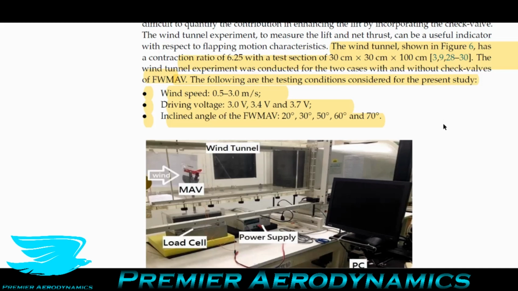And the following test conditions were investigated. So the wind speed between 0.5 meters per second and 3 meters per second, and then various driving voltages, which changed the flapping, and then inclined angle of the MAV from 20 degrees to 70 degrees. So the wings are flapping at different angles, and the actual fuselage part of the MAV, the body of the bird kind of thing, is angled from 20 degrees to 70 degrees.